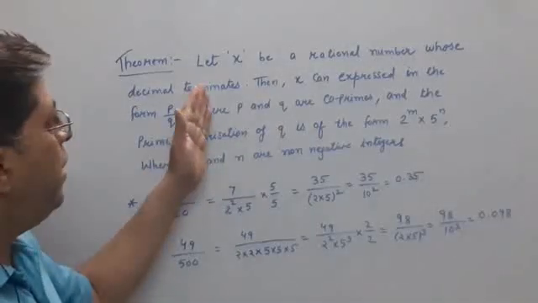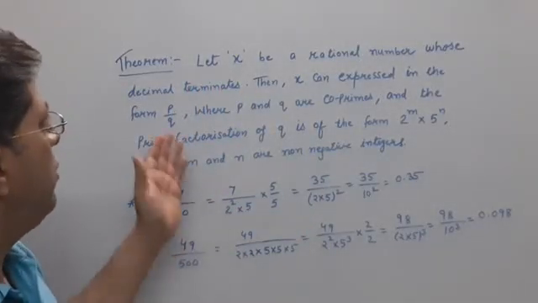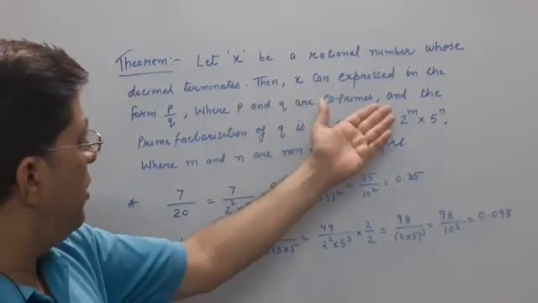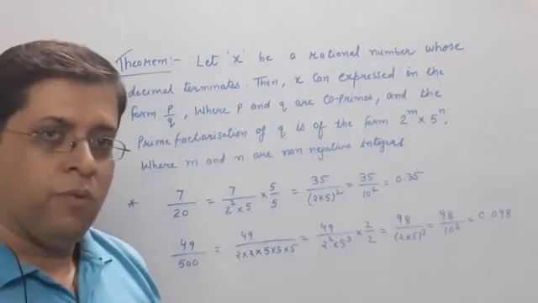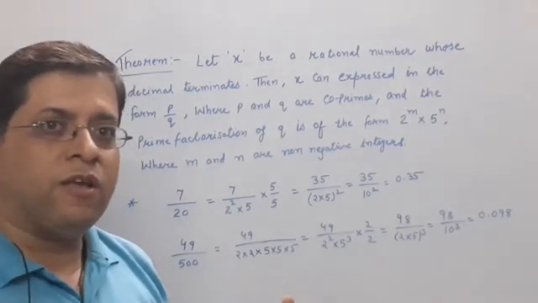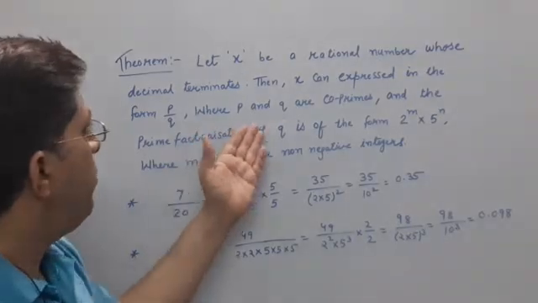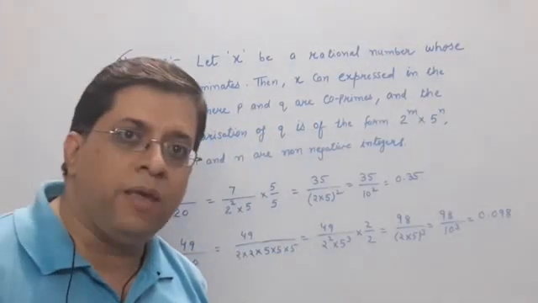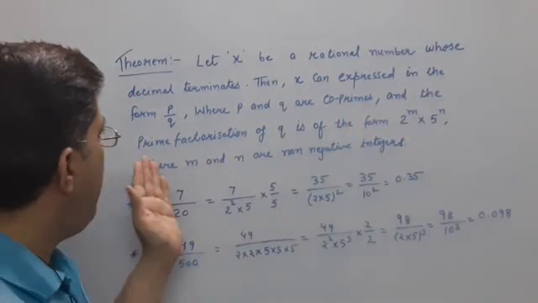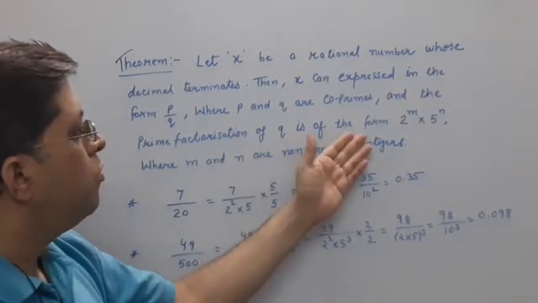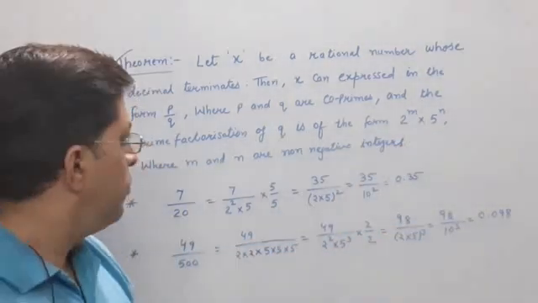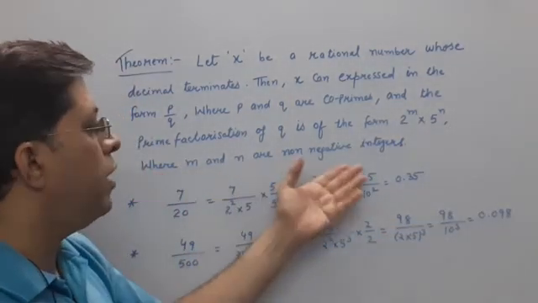One theorem is here. Let x be a rational number whose decimal terminates. Then x can be expressed in the form p upon q. If any decimal number is terminating, then we can express it as p upon q, where p and q are co-primes. What is the meaning of co-prime? It means they have common factor 1 only, and the prime factorization of q is always of the form 2 power m into 5 power n, where m and n are non-negative integers.